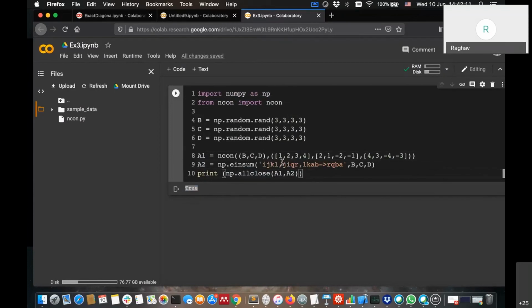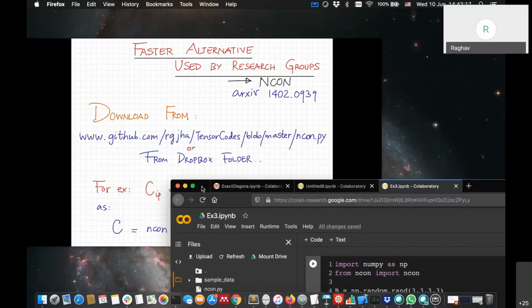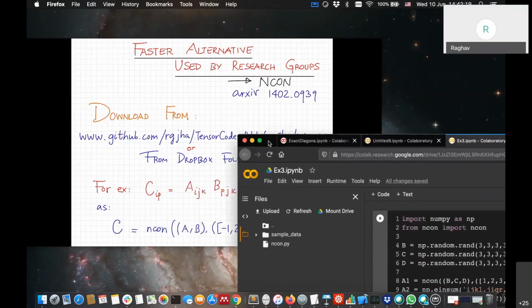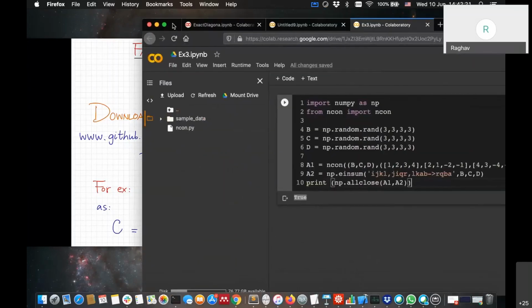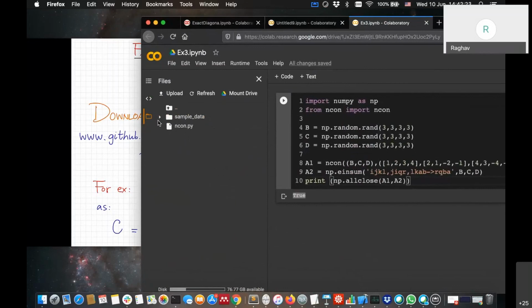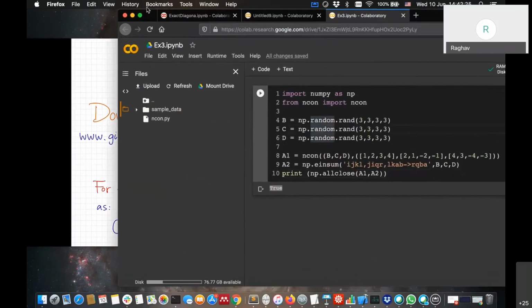The reference for ncon was first given in this paper, look at this from arXiv 1402.0939, and this was what everyone uses. Once you have convinced yourself that this is giving the same answer as you expect from einsum and tensordot, it's just faster. There are other faster ways, but this is reasonably faster than any other available routine.